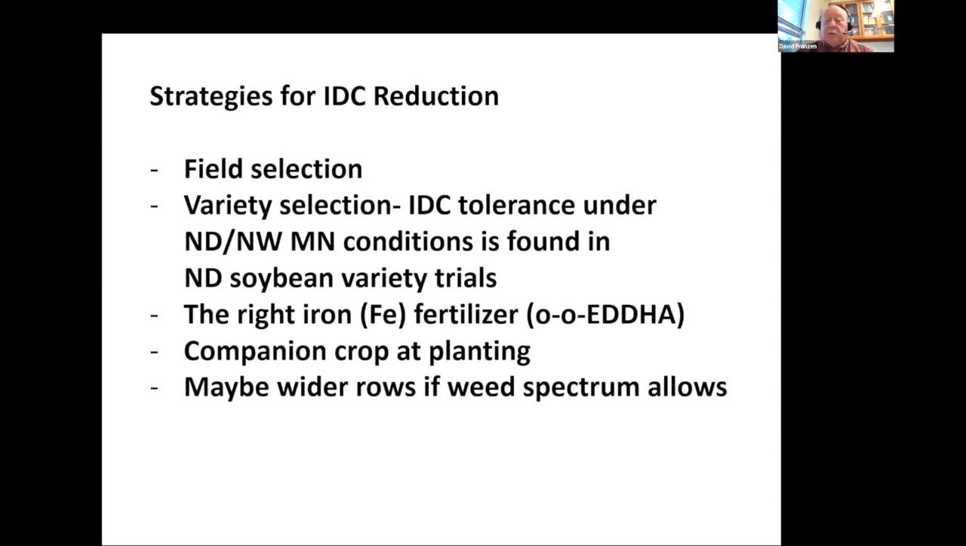The other is companion crop, and I'll show you that in a minute. And the other is maybe wider rows, but with the weed spectrum we have, that's probably a doomed recommendation. So that's only if you don't have any weeds. And I don't know anybody that doesn't have any weeds.